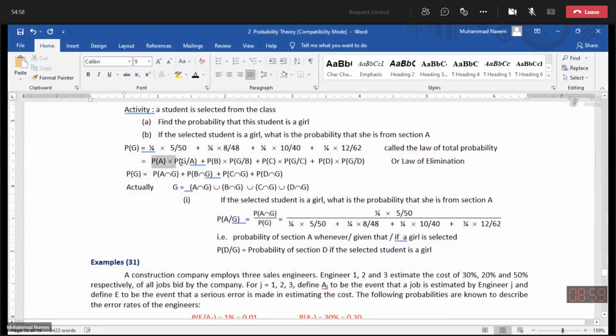This is the product of probability of A and probability of G. So by multiplication rule, this product is equal to the probability of the intersection of A and G. Similarly, this product is equal to the probability of B intersection G. Similarly, this one is equal to the probability of C intersection G, and this one equal to the probability of the intersection of D and G.